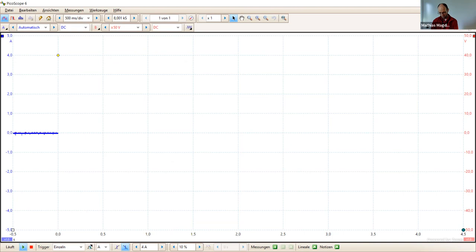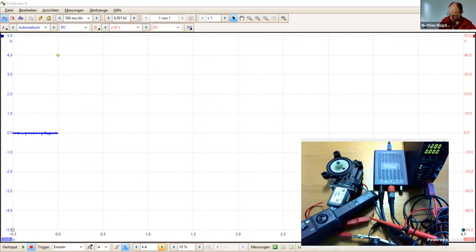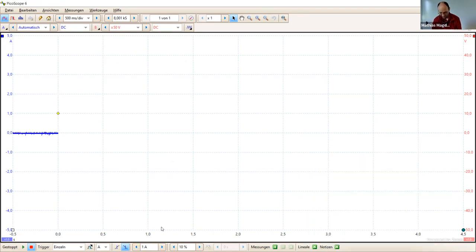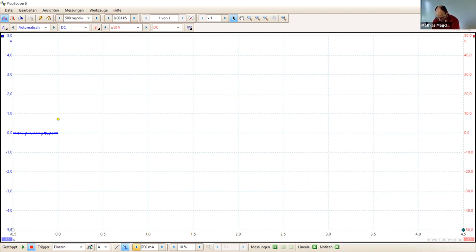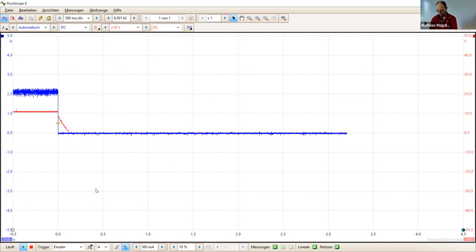Okay, and of course, I need to have the motor running first. And now if I switch it off, nothing happens. Because I think my current here is too high. So I just need something like 1 ampere. So switch on and switch off. Then nothing happens. Interesting. Okay, and there we get a single picture, and now the time is just a little too long.